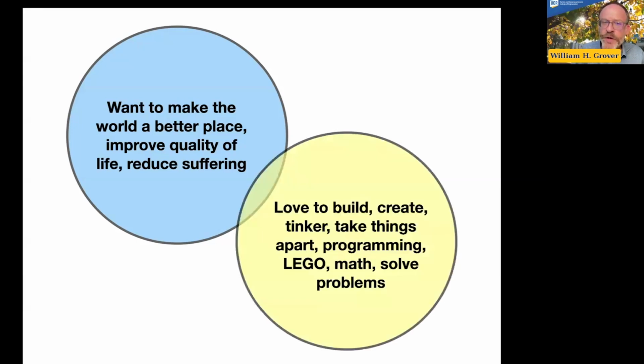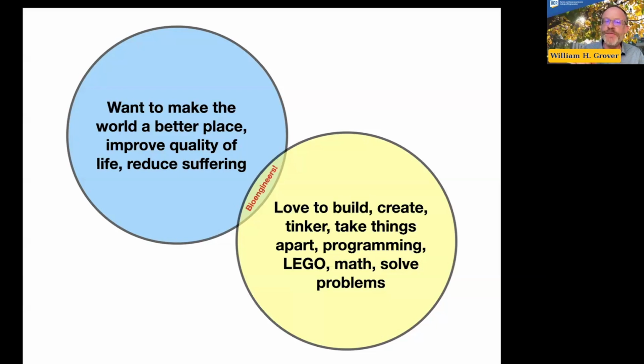But the other part of the Venn diagram is shown here. Our students also love to build, create, tinker, take things apart, program computers, build Lego, and solve math and problem solving and practical stuff like that, right? Those, the yellow circle there, are the skills of an engineer. And so the bioengineers, I'll highlight them here in the middle, they're this little overlap between wanting to make the world a better place and reduce suffering and improve quality of life, and also being one of those nerdy engineer types that enjoys all those things that I just mentioned there.